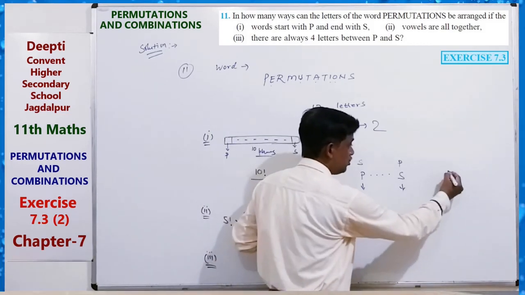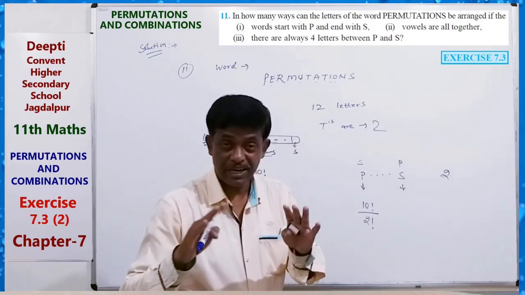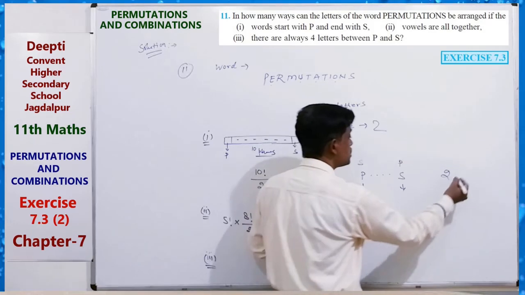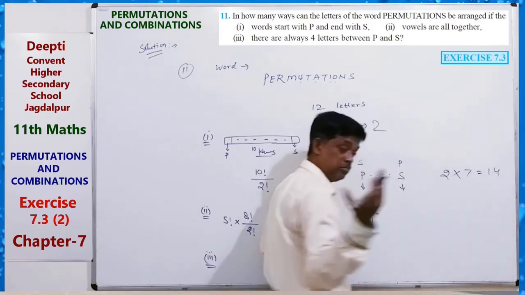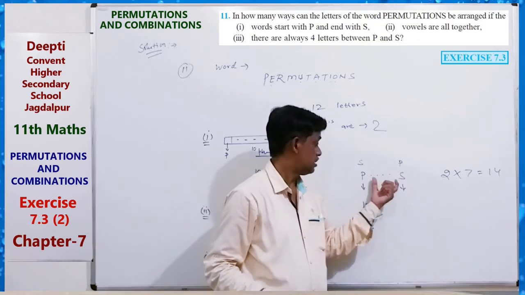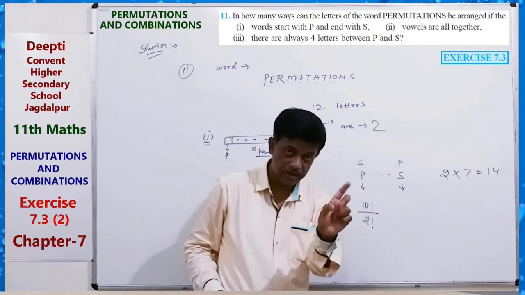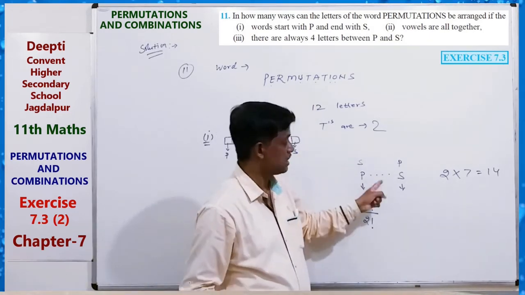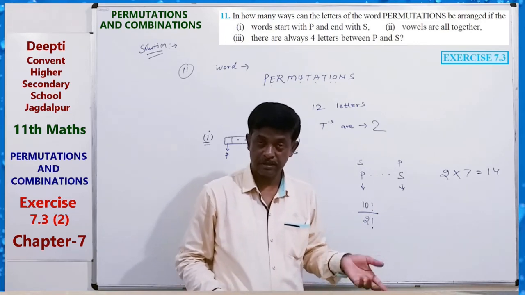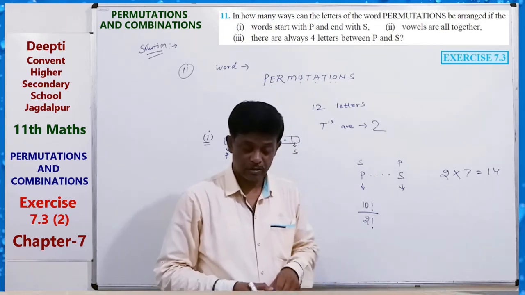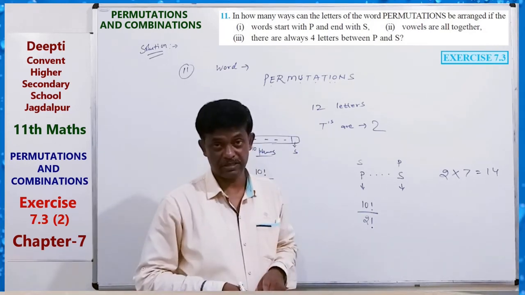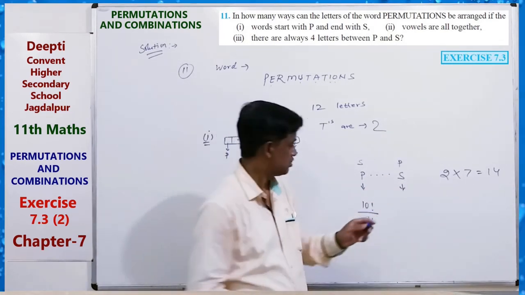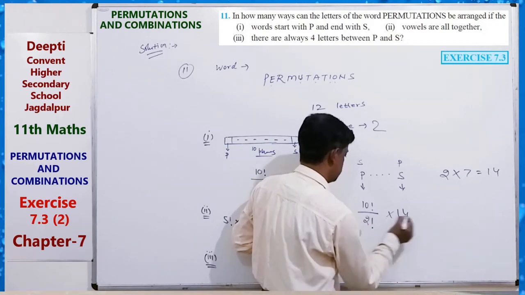So between P and S there will always be 4 letters. This can be done in 2 into 7 ways. How? Suppose P and S and these 4 letters are together, and this block of 6 counts as 1. So 12 minus 6 plus 1 is 7. So 7 positions can be fixed with 2 ways, PS or SP. So 2 into 7 equals 14. So this into 14 is the answer for the third.